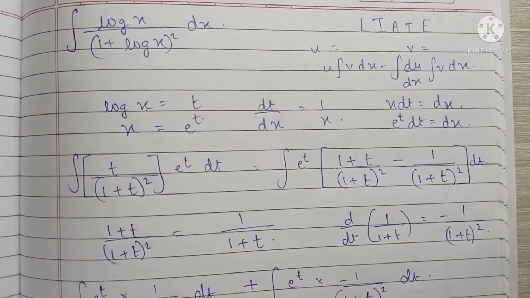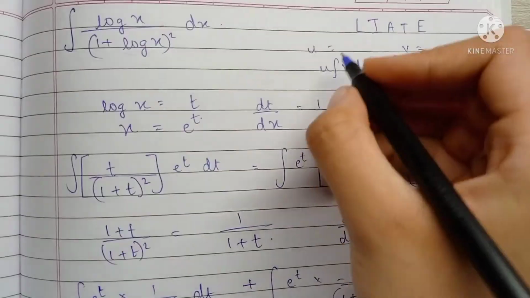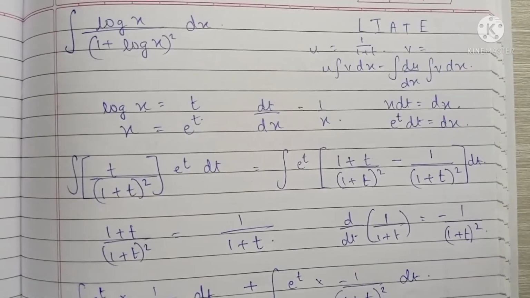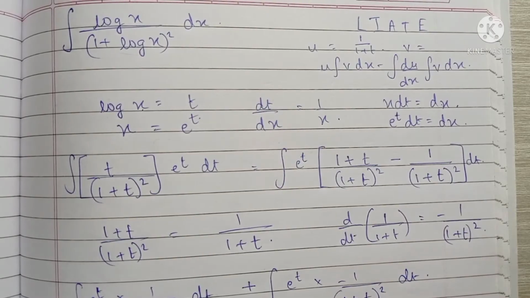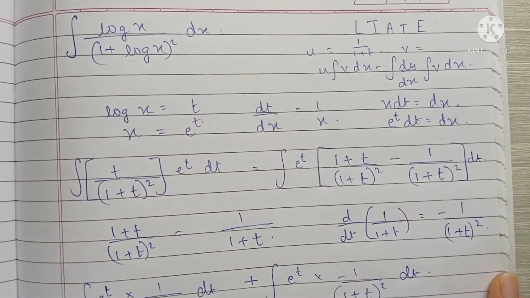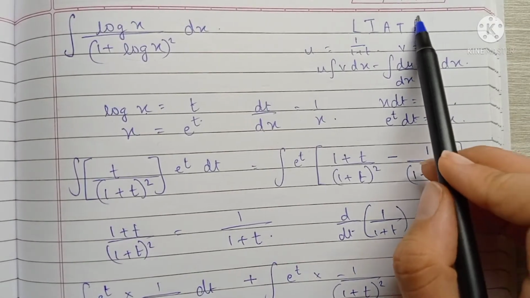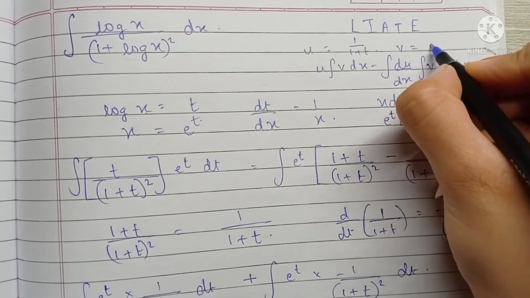So using the ILATE rule, I can place 1 upon 1 plus t as u because I want the differentiation of 1 upon 1 plus t, since it is one of the terms that I already have. And because the exponential term comes at the end of the ILATE rule, e raised to t is placed as v.